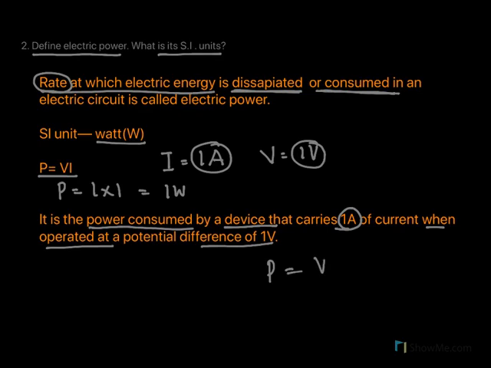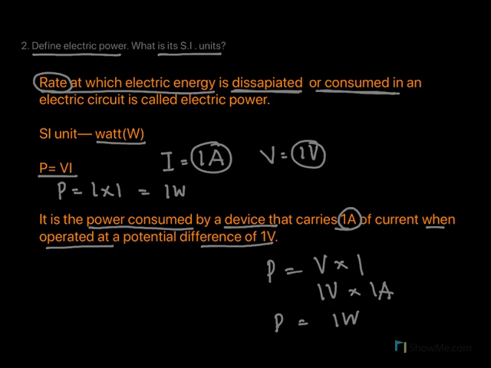So then we get P equal to V into I. This is 1 volt, this is 1 ampere, so power becomes 1 watt. It's the power consumed by a device that carries 1 ampere of current when operated at a potential difference of 1 volt. And to repeat again, what is electric power? Normally power in physics is rate of doing work. But in electricity, it is the rate at which energy is consumed. Energy and work are interchangeable. So it's the rate at which electrical energy is consumed.